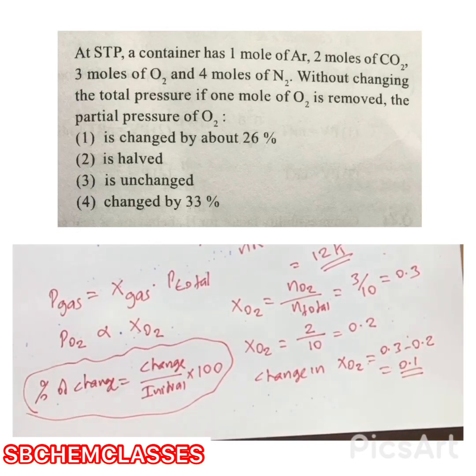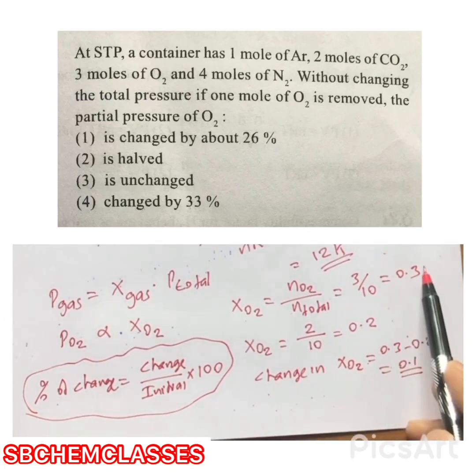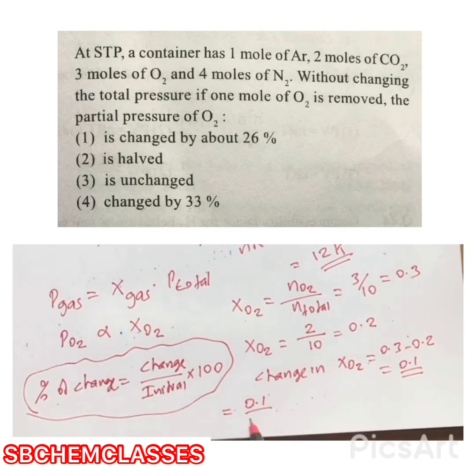To calculate percentage of change, we have to determine change. We already calculated change by initial value. Initial value is 0.3 and into 100. So 0.1 by 0.3 into 100. That is 100 by 3, 33.33 percentage. So option 4.